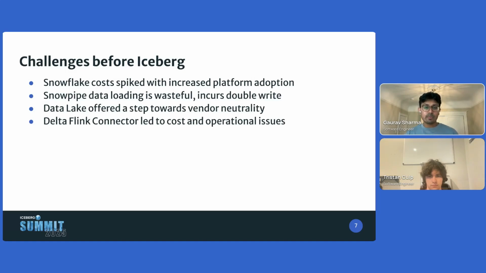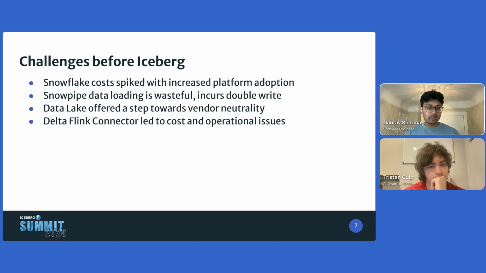Also around this time, the data lake solution became more popular in the industry. It represented a step towards vendor neutrality and was a bit more efficient in terms of the data, right? So this is where we began exploring data lake solutions. The first one we experimented with was Delta, since DoorDash has had some experience across other teams with Delta Lake. So we did set up a Delta Lake pipeline for the real-time streaming architecture.